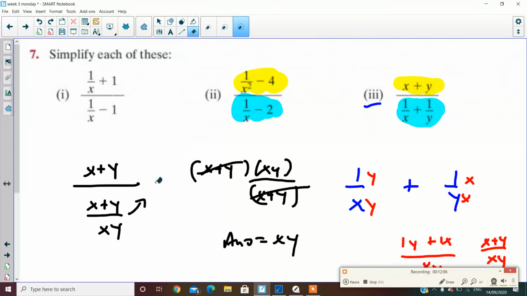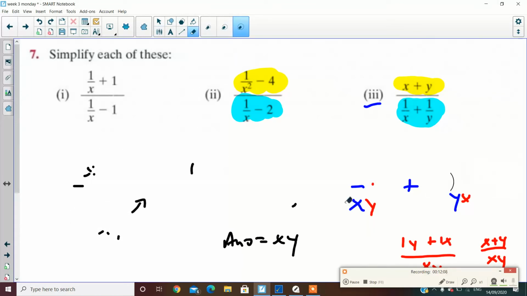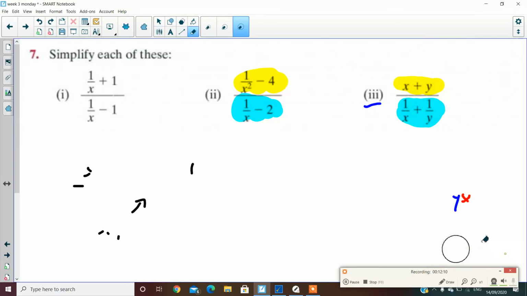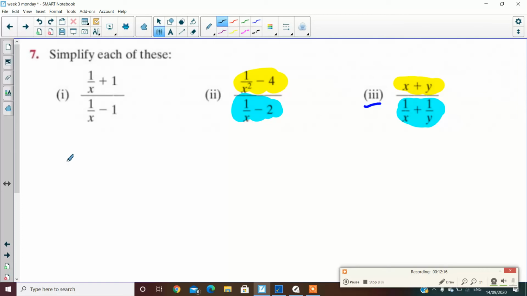Now, two separate parts, the blue part and the yellow part. I'm going to give them both a common denominator and see what happens. In the yellow part, which I'll do in black, I'm going to change minus 4 into minus 4x squared over x squared. Is that right? Yeah, that is right. Now, I'm going to join the fractions together to get this.